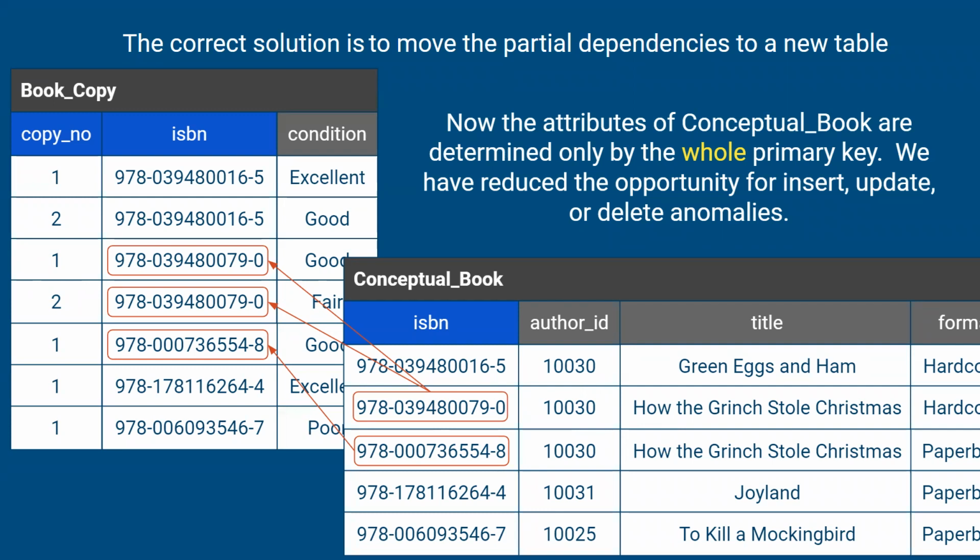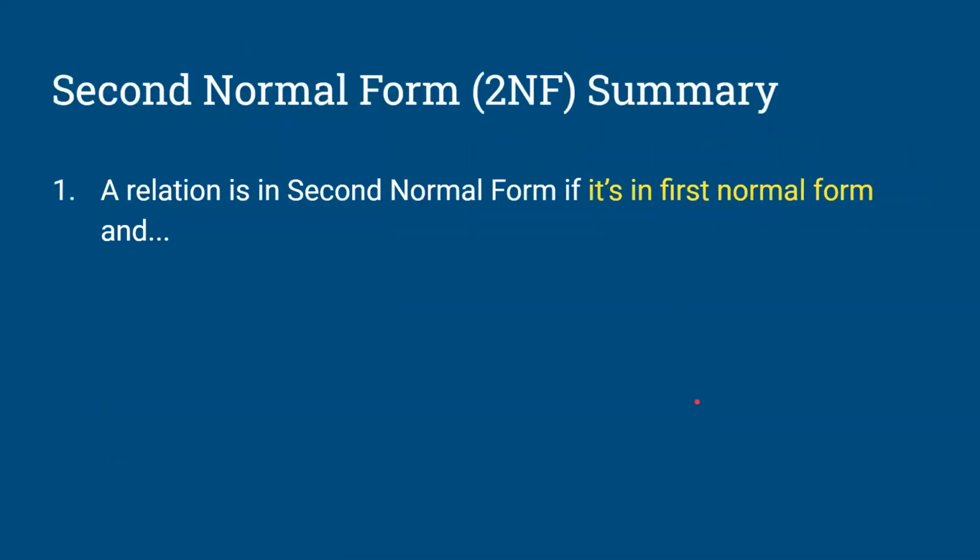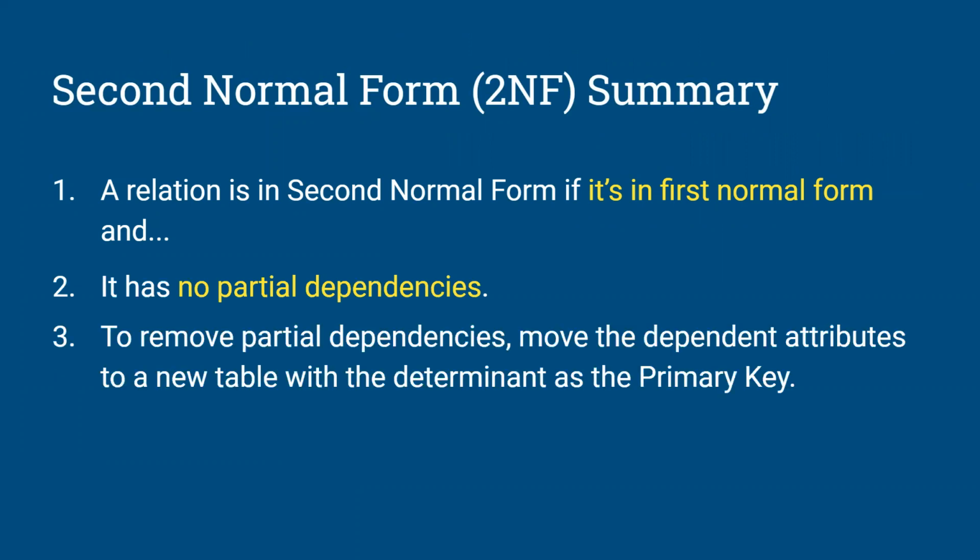This is second normal form, and this is how you do it. You say, oh, we've got a partial dependency, pull the determinant and the dependents out, and then copy the determinant over. So we've got to leave the determinant on both sides. To be in second normal form, you've got to be in first normal form, and you've got to have no partial dependencies. The way you remove the partial dependencies is to make a new table with the determinant, and move the dependent attributes to the new table. The determinant's the primary key.